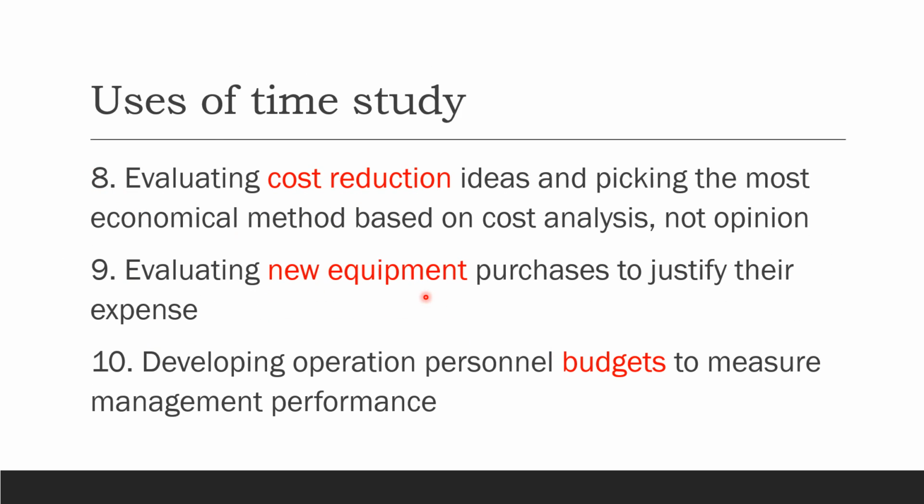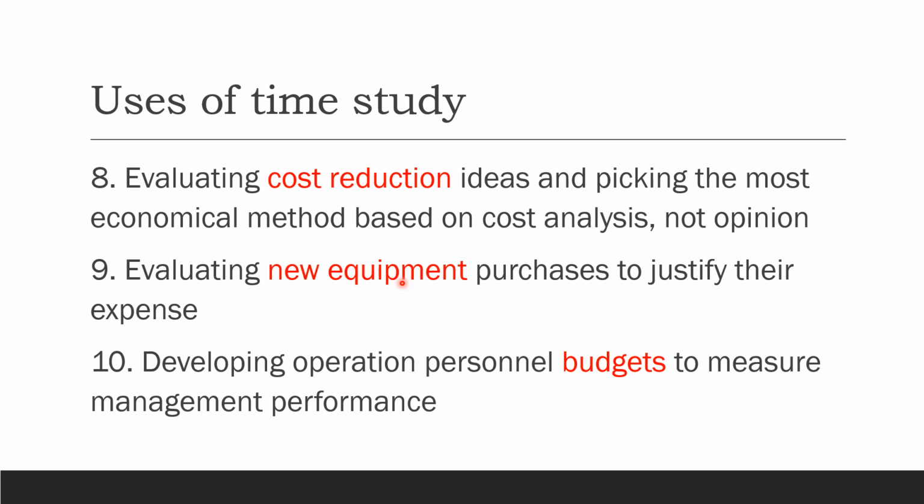8, 9, 10. Next one, we evaluate the cost reduction ideas, picking the most economical method, and that's got to be based on analysis, not your feeling, not your opinion. It's got to be based on data. So the bias-free data is so important, and that's only coming from study or research. Evaluating the new equipment purchases to justify their expense.